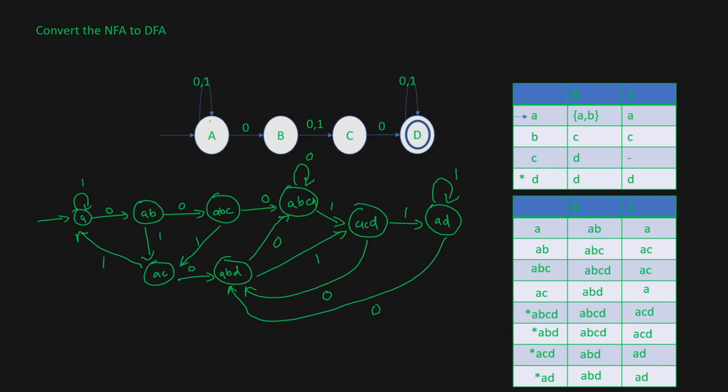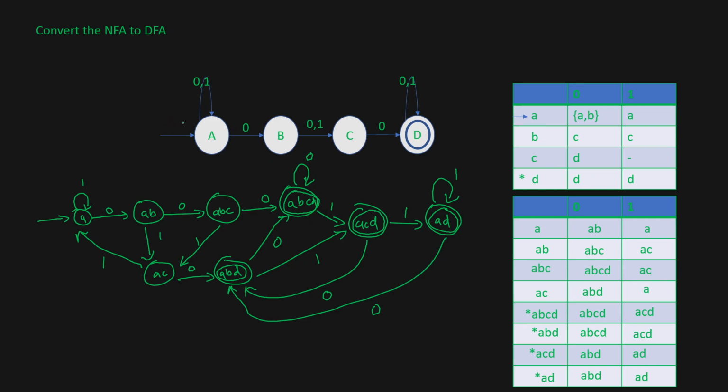Okay, fine. Now let's check if this DFA is correct or not. We'll see what strings this NFA accepts, and first we'll write the final states. Final states are the states that have D in them, correct? So over here we have ABD, then ABCD, then ACD and AD. These are our final states, and we have marked them with stars.